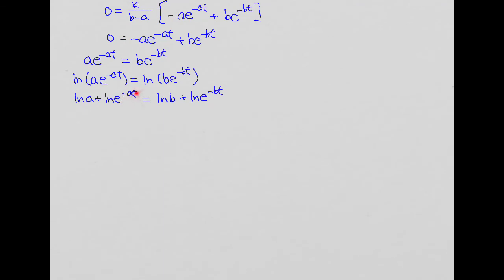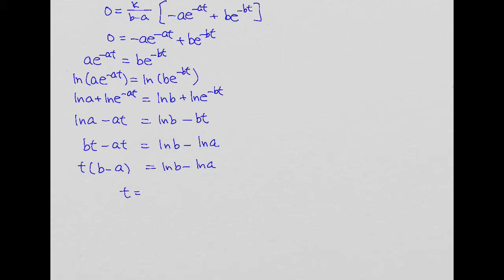Next, we're going to bring the exponent down in front of ln e, both of them. And ln e is 1, so we can write it like this. ln a minus at equals ln b minus bt. And let's isolate for t. So bt minus at equals ln b minus ln a. Let's factor out the t on the left-hand side.